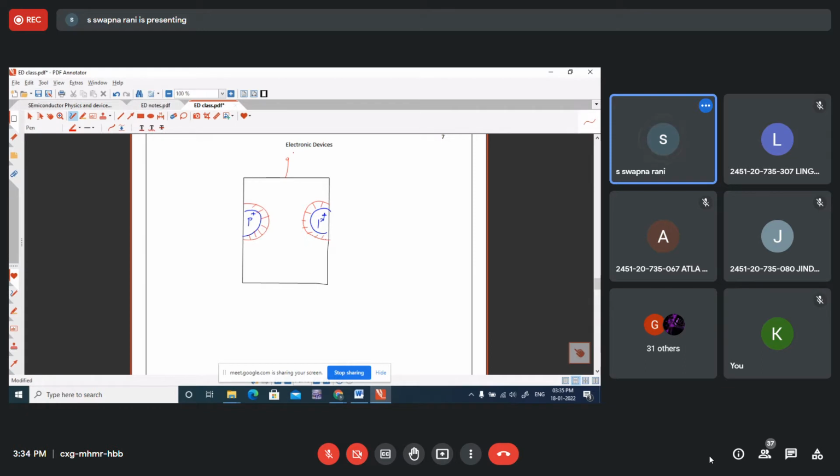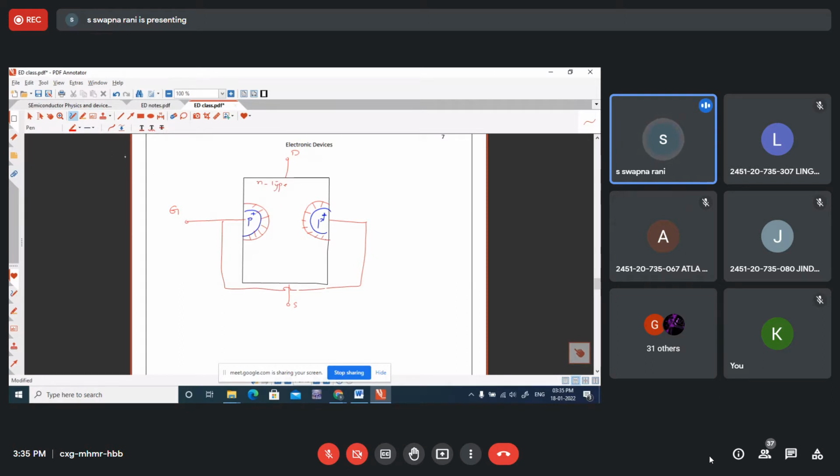So this is, what is the terminal? Drain, source, and this is N-type. Lightly doped, plus indicates that P regions are heavily doped, and these two P regions are tied together, and a common terminal is taken out, that is gate.